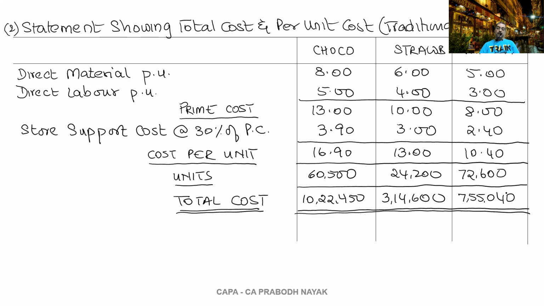Done. So the second part of the question is over. They had asked to calculate total cost and per unit cost at the maximum level. So per unit cost we have calculated, total cost also we have calculated. The third part of the question was to calculate total cost and per unit cost at the maximum level using activity based costing. So a similar statement will be prepared, but now with activity based costing.